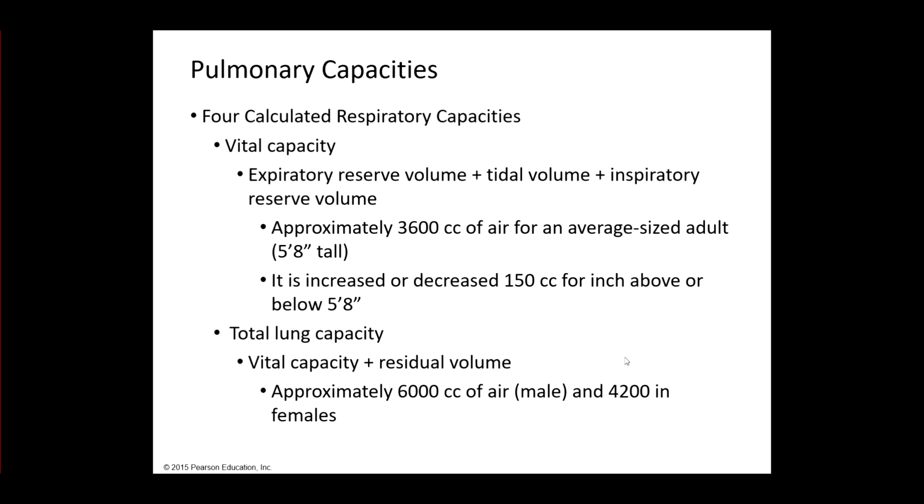The third capacity we're going to call vital capacity. This is the maximum amount of air that we can move into and out of our lungs in a single respiratory cycle. Basically, it's the sum of the ERV, the expiratory reserve volume, plus the tidal volume, plus the inspiratory reserve volume. So let's take a look.